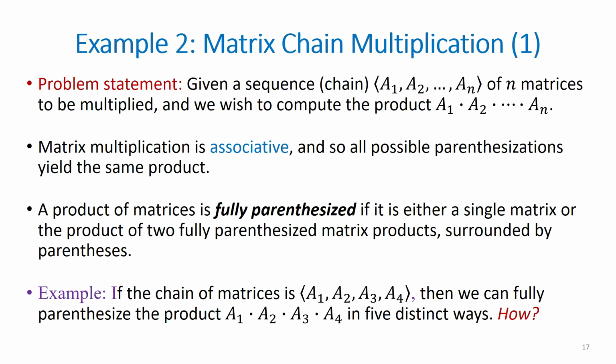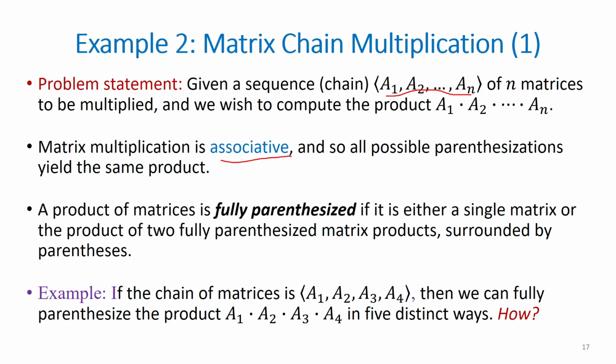In this problem, we are given a sequence of n matrices, namely A1, A2, A3 up till AN. And we want to find the final product of these n matrices. From the multiplicative property of matrices, we know that matrix multiplication is associative. That is, no matter how you parenthesize the matrices for multiplication, the final product will always be the same.